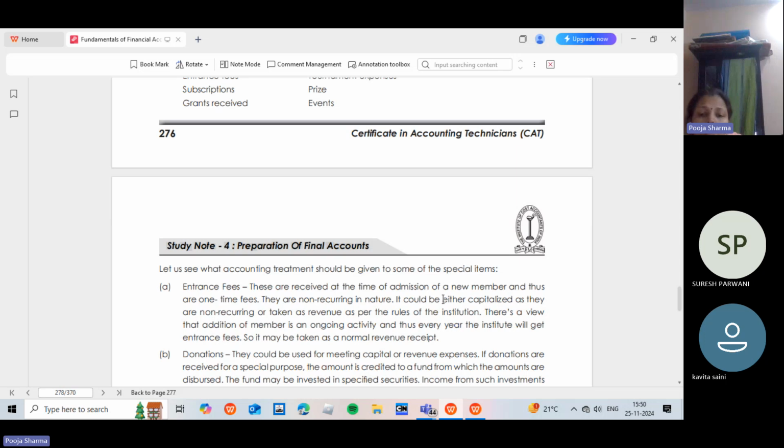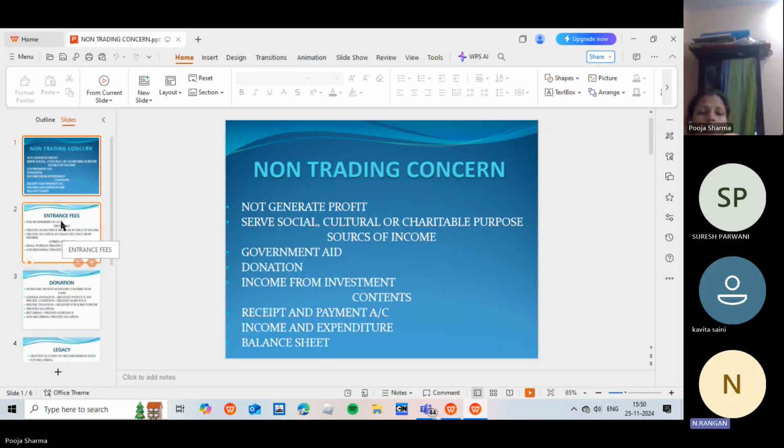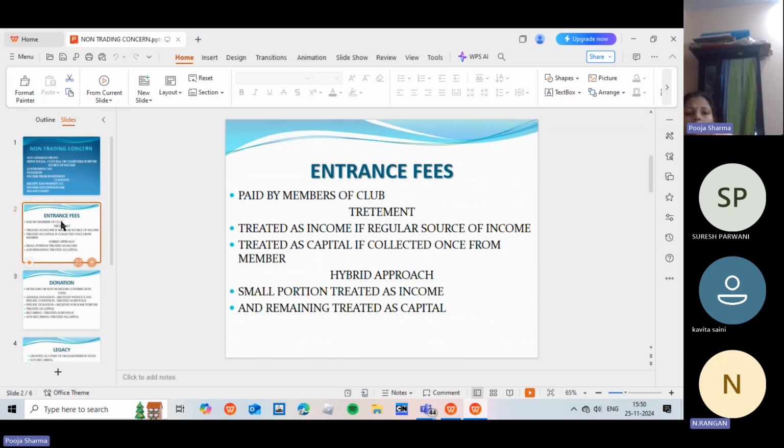I have a PPT. Entrance fee is the fee paid by the member of the NGO, non-government or non-trading concern. You can say it's a club or society. Its treatment: treated as income if regular. I've already told you, if it is a regular source of income, it is of recurring nature, so we will show it in the receipt and payment account as income.